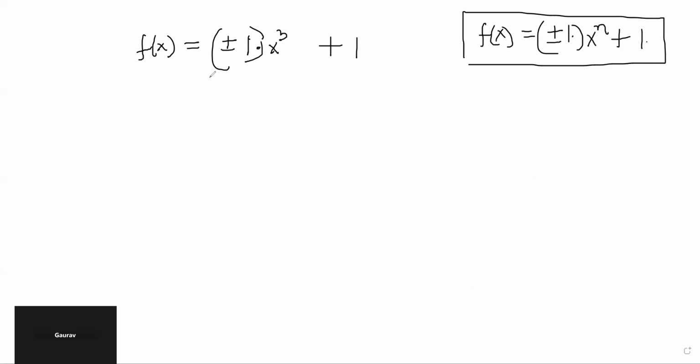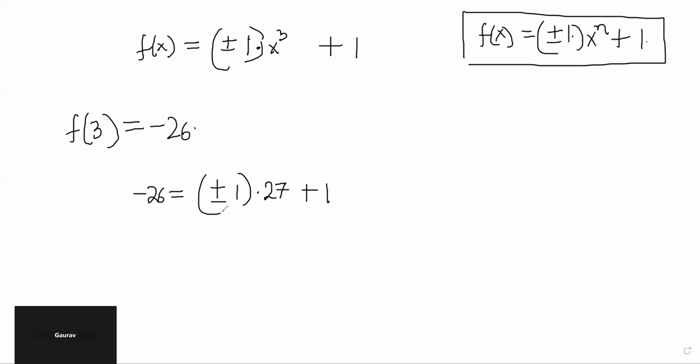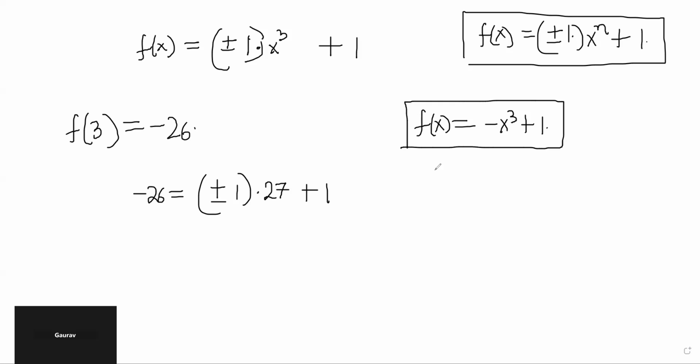Now, look at the conditions of the problem. They had given us f of 3 something, no? F of 3 was given as minus 26. So that means that minus 26 is equal to plus or minus 1 into 3 cube, 27, plus 1. So obviously it should be minus 1, right? F of x should be minus x cube plus 1 then, right? And now f of 4 is easy. It is minus 64, 4 cube is 64, plus 1, so minus 63, right? Do you understand?